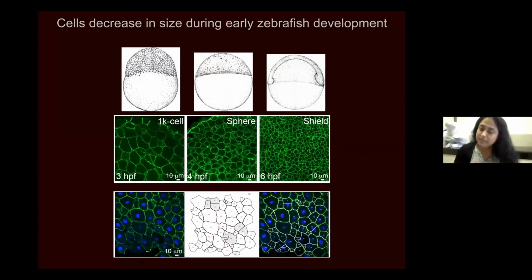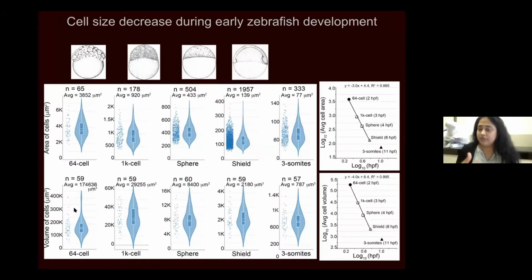I'm not going into details of how we did the quantifications, but we used ImageJ and a size estimation pipeline to estimate sizes of cells of comparable cell cycle stages to come up with a certain quantitative understanding of how cell sizes change during zebrafish development.